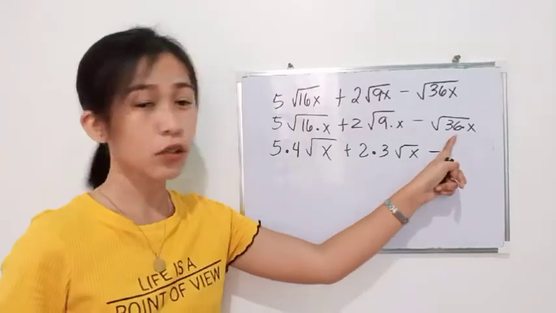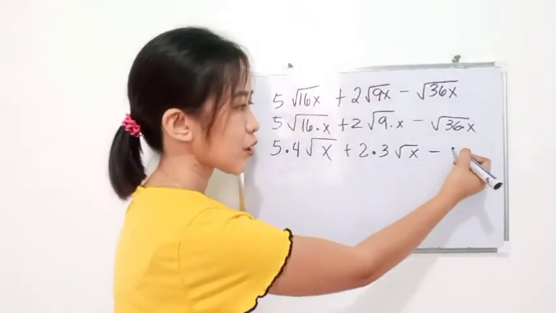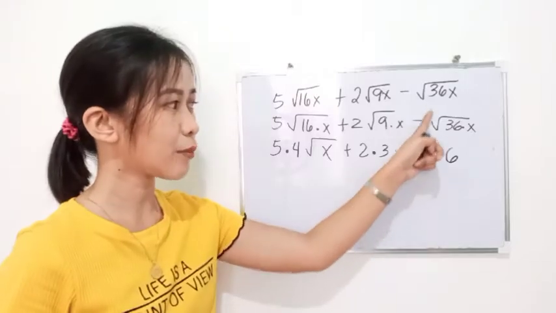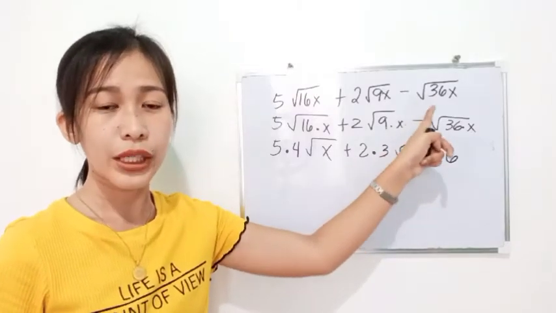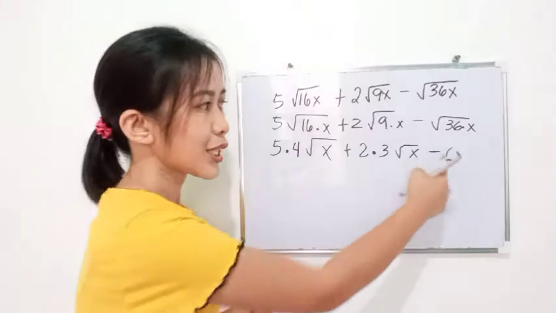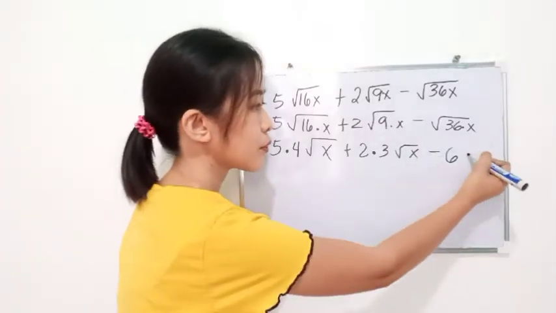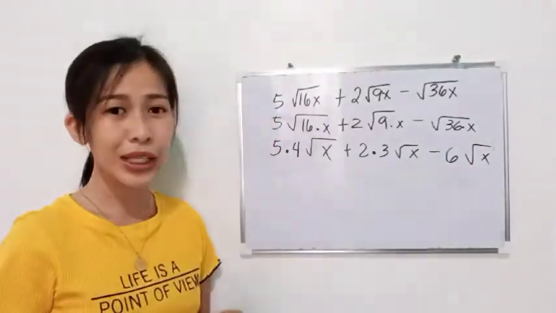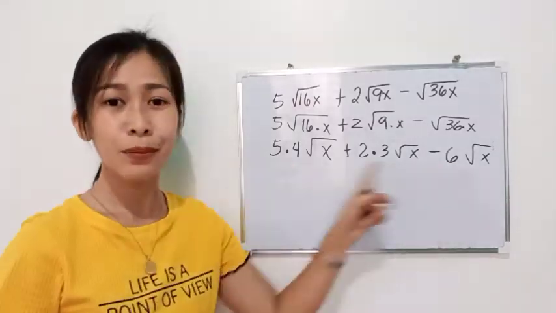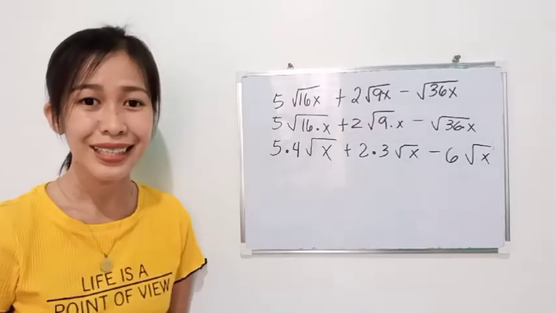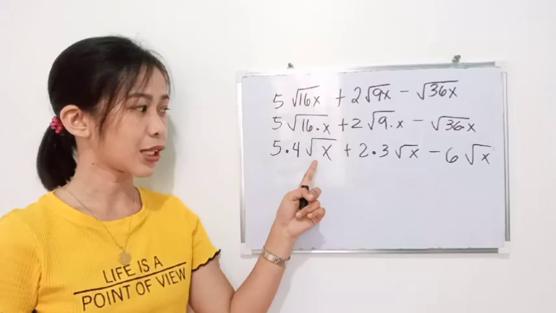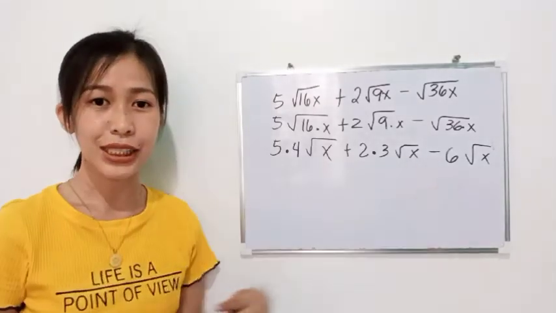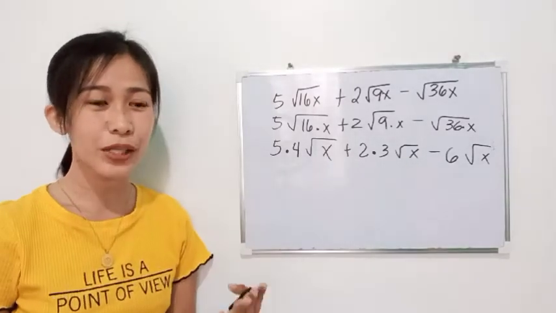So, we have square root of 36 is 6. Of course, ilalabas nyo na yan. Since wala naman tayong coefficient dito, wherein automatic 1 yon. So, 6 na lang ilagay natin. We have square root of x. And as you can see, are they similar radicals already? Yes, they are. Dahil pare-parehas silang square root of x. Okay?